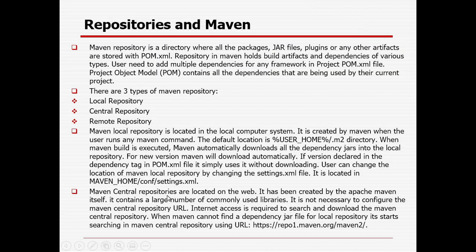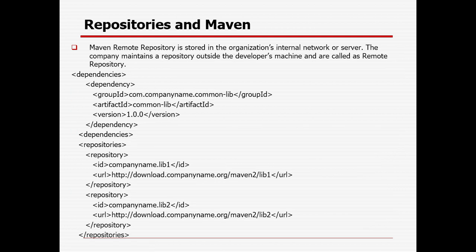Then the Maven central repository is located on the web. This is the path, repo.maven.org/maven2. It has been created by Apache Maven itself. It contains a large number of commonly used libraries. It is not necessary to configure the Maven central repository URL. Internet access is required to search and download from the Maven central repository. When Maven cannot find a dependency jar file in the local repository, it starts searching in the central repository. That is the sequence.